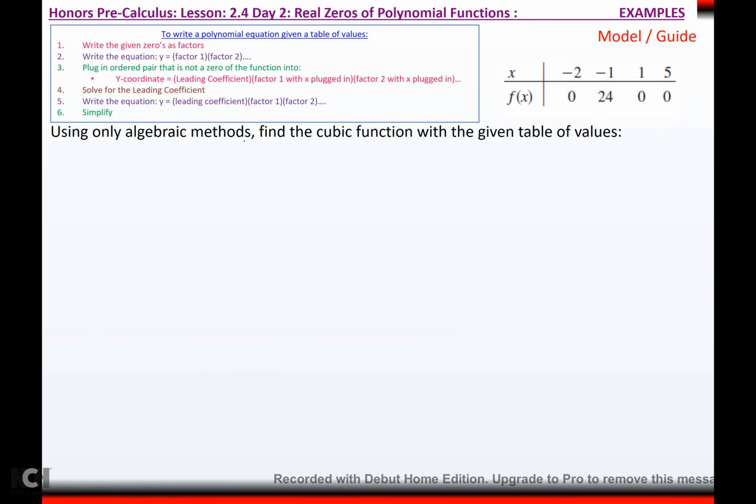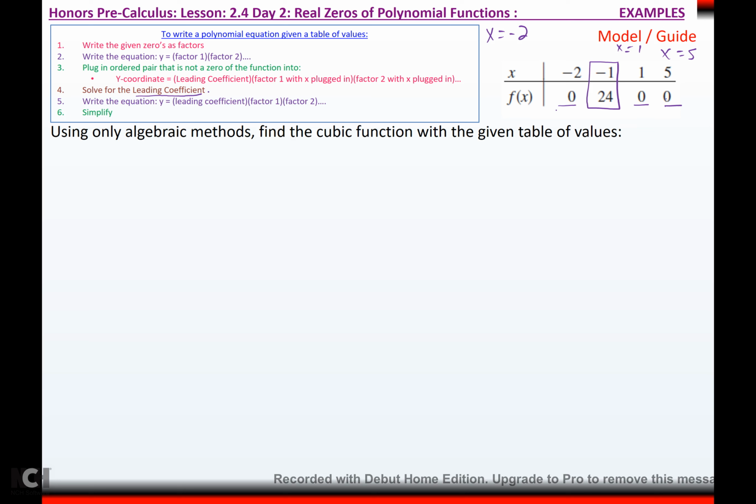It says using only algebraic methods, find the cubic function with a given table of values. In other words, they don't want us to cheat and plot those points and do a cubic regression. Okay, we have a couple of things. Do you see where I have the zeros? They're not telling me in words, but my table is telling me that x equals -2, that x equals 1, and that x equals 5, because there's zeros in the y column, okay? Why did they put an extra point in there? That's to help me get my leading coefficient, okay?